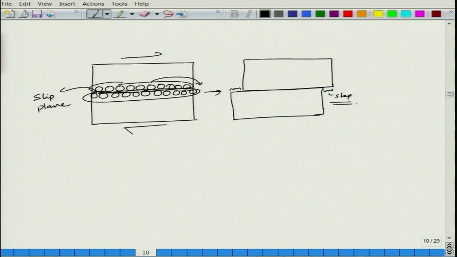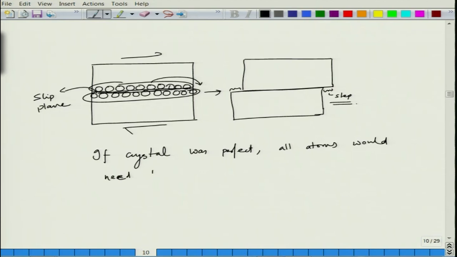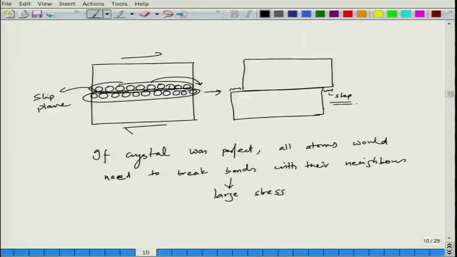Now, if the crystal was perfect, all atoms would have to break their bonds with their neighbors, and that will lead to larger stress. So this would lead to large stress. However, if the crystal was imperfect, you may create a situation in the form of a dislocation in such a manner that all the atoms do not have to break their bonds, then the stress required is lower. So, we will see how this works.